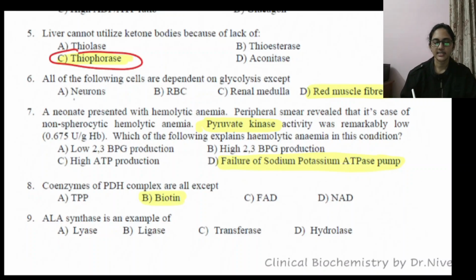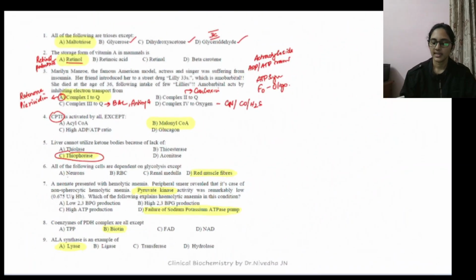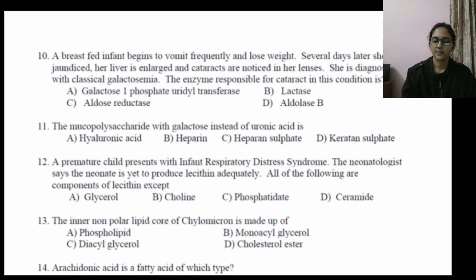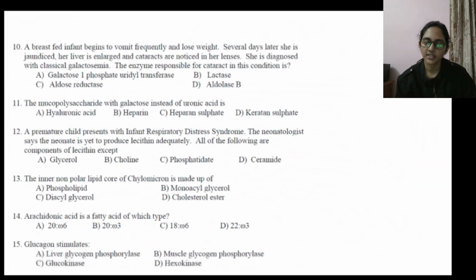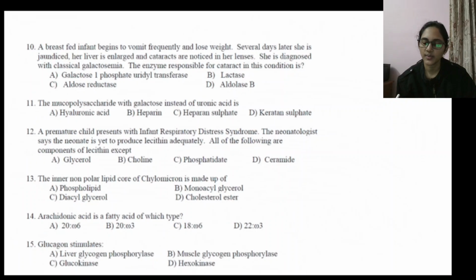ALA synthase is an example of, of course, it is lyase. Ligase needs ATP. Lyase doesn't need ATP. Next is a breastfed infant. Yes, begins to vomit frequently and lose weight.